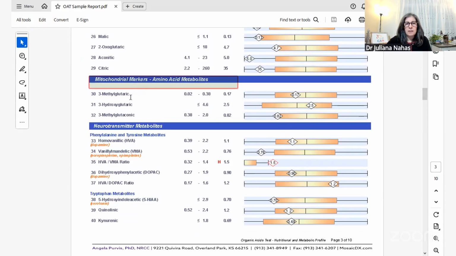Amino acid metabolites are often okay, I find, on this test. I've not seen many that showed an issue. But this next section is very telling, the neurotransmitter metabolites. And I definitely look at this section much more carefully because I am dealing with children who have brain issues.